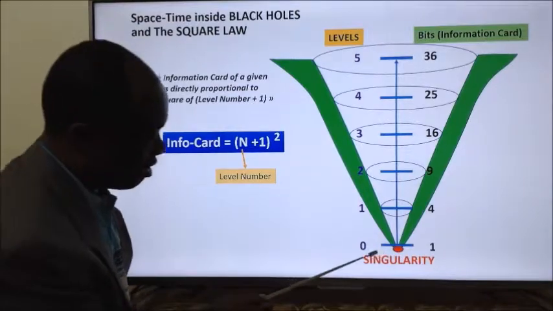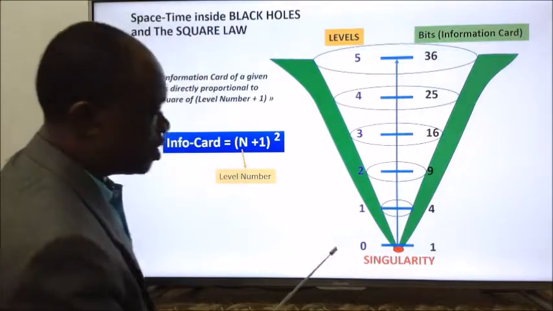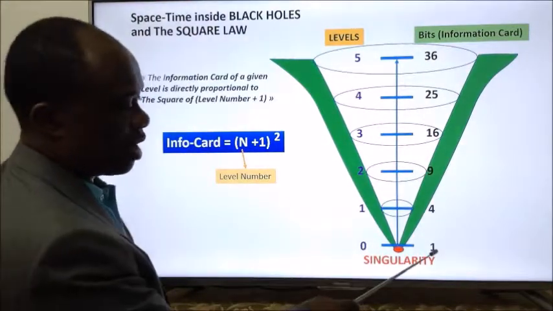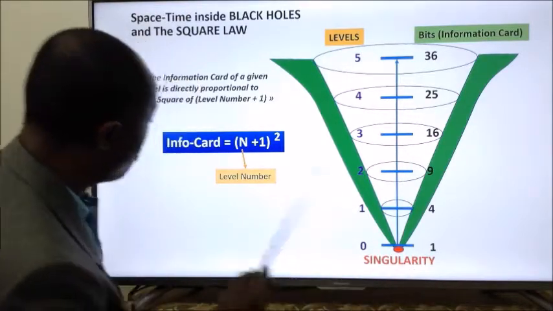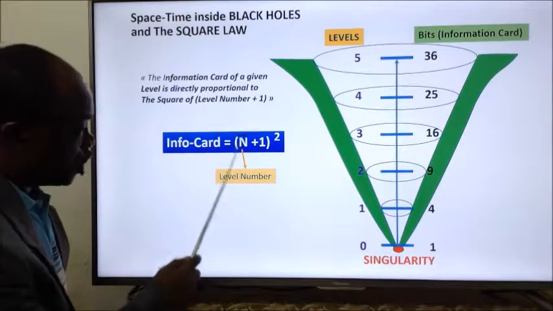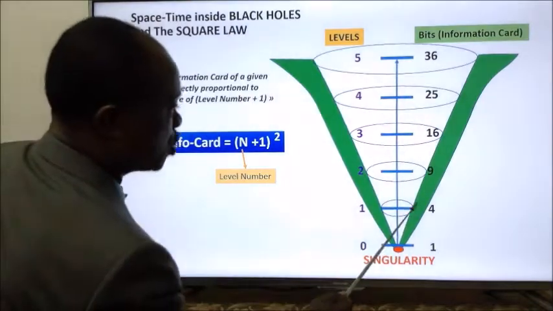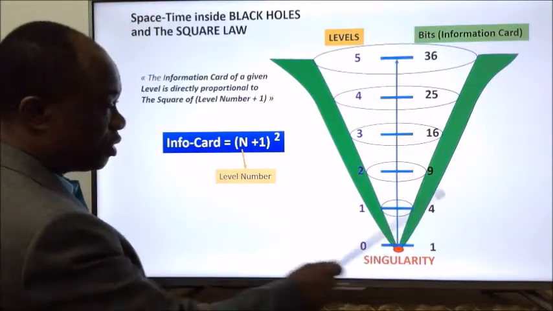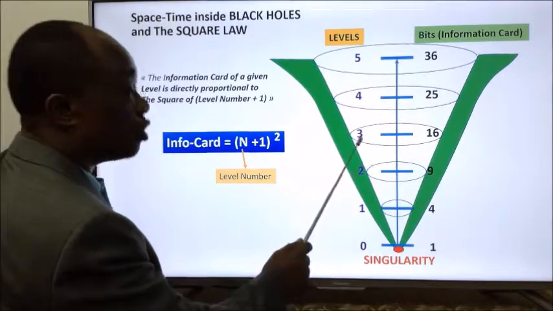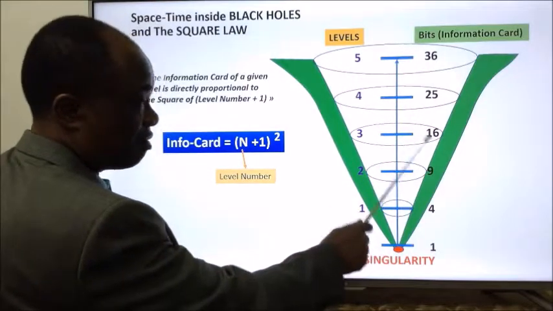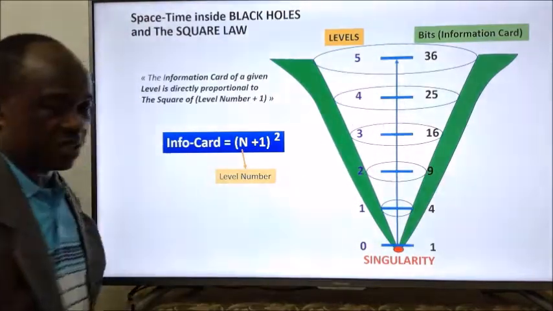And as you are going to see here, it shows that at level 0, we have only 1 bit. How do we get that 1 bit? You have to use this formula: 0 plus 1 squared. 1 plus 1 squared gives you 4. 2 plus 1 squared gives you 9. 3 gives you 16. 4 gives you 25. 5, 36.